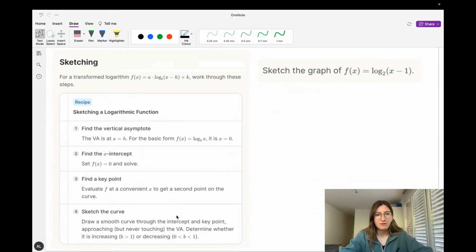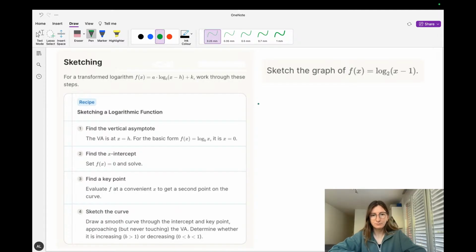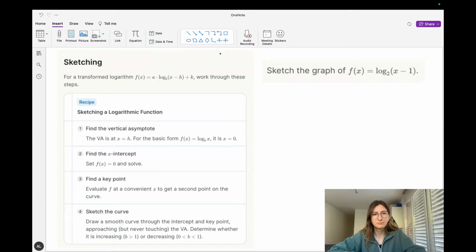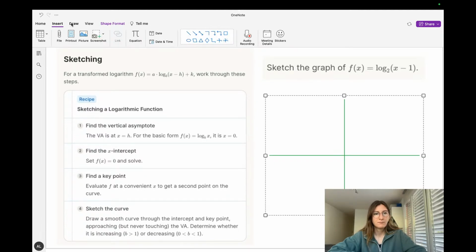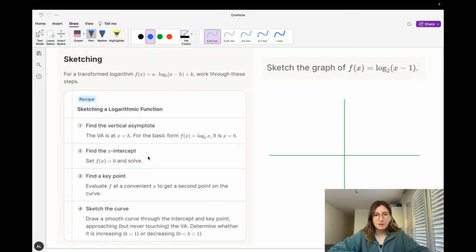So let's do a sketch of a log function. Now a green one. Same method. The vertical asymptote is at x equals h. So this number here, the positive one. So we have x equals 1. This is our vertical asymptote. Again, dotted line and label it x equals 1. Just going to remove it there because I've already written it.